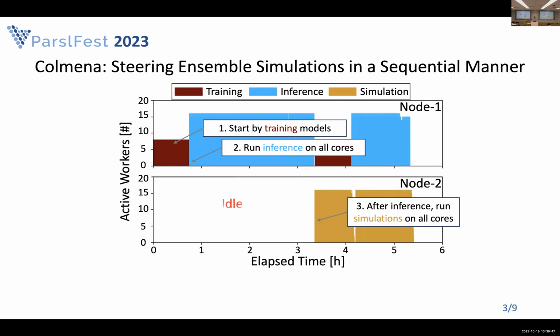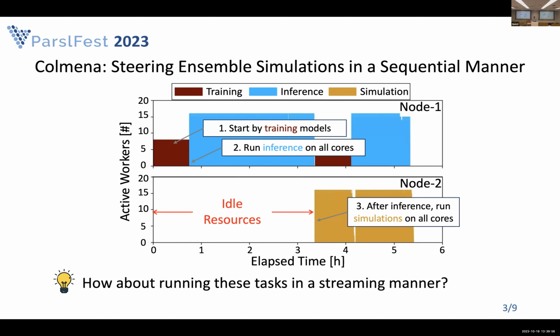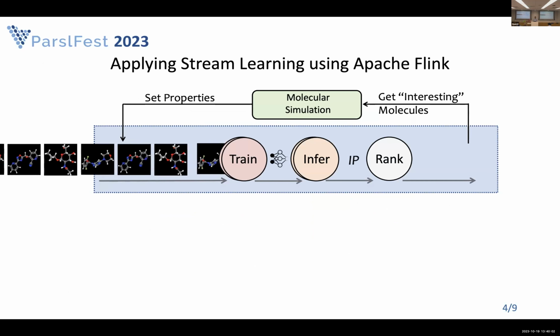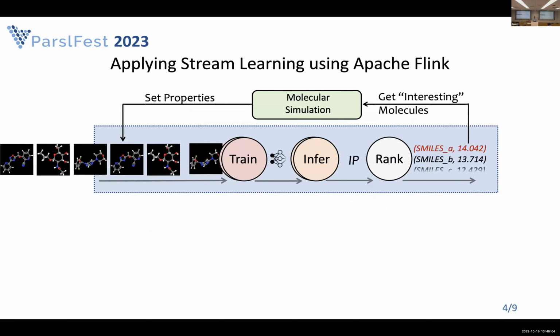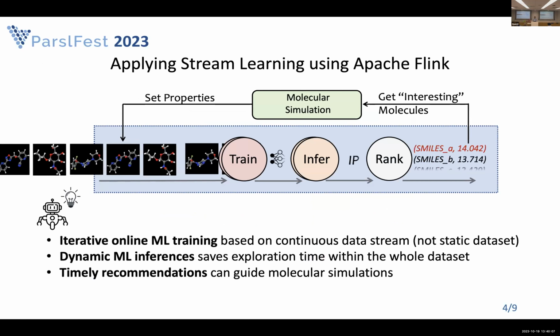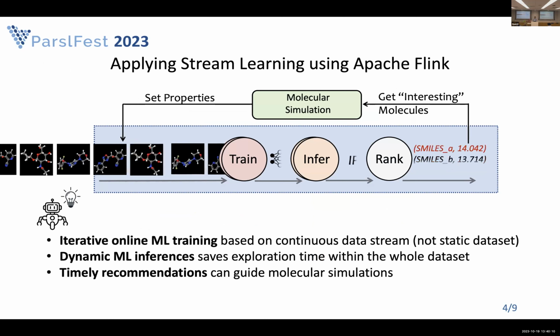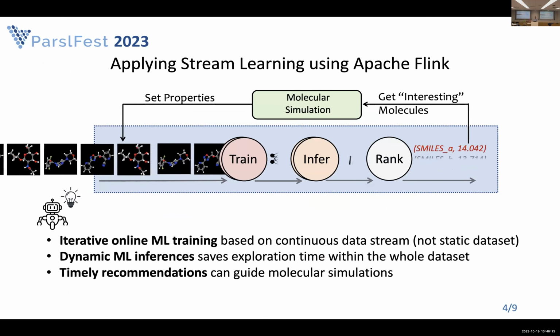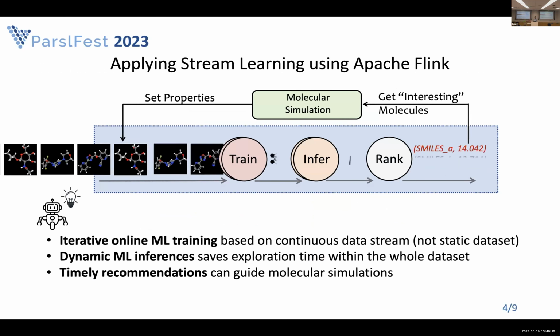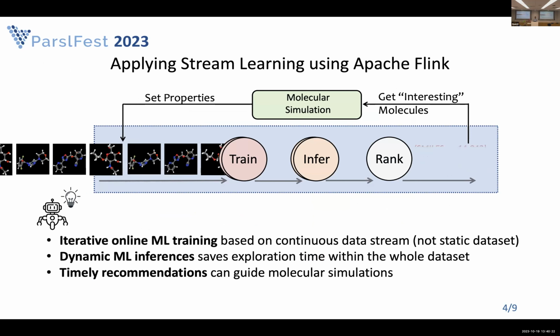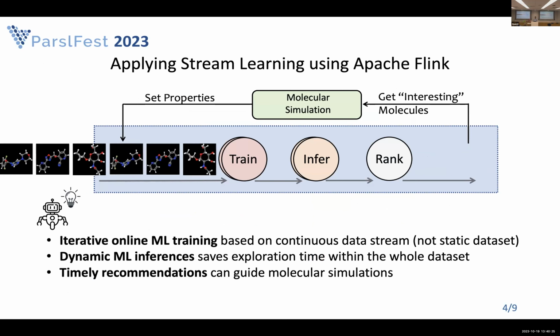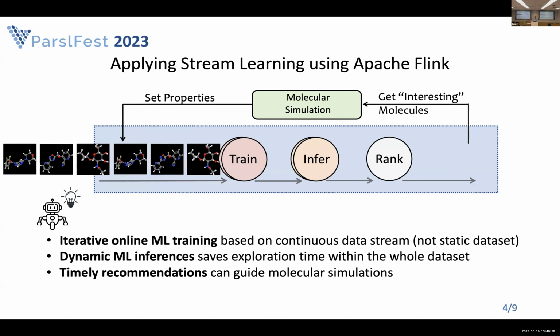While it is effective, we can still observe idle resource periods because the simulation task has to wait for the inference results. So our idea is, how about running these tasks in a streaming manner? So we apply stream learning, which updates the machine learning model based on dynamic data streams. Compared to traditional machine learning training, stream learning provides iterative online training based on continuous data streams. And also machine learning inference based on a dynamic small search space can save the exploration time within the whole dataset. Moreover, it can provide timely recommendations, which can be used to guide the molecular simulations.